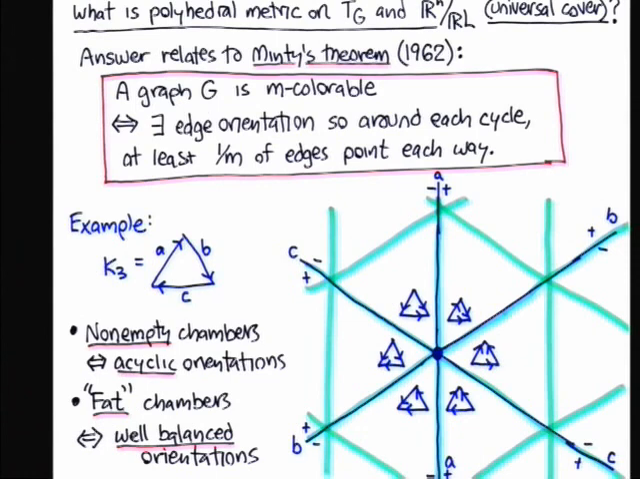By which he means, say you're trying to four-color a graph, and you went around a cycle with 8 edges, then at least 2 have to point forwards and at least 2 have to point backwards. Or in other words, at least a quarter of all edges have to point forwards, at least a quarter of all edges have to point backwards. And you need such an edge orientation for all cycles in your graph, and that's equivalent to there being a four-coloring, an M-coloring of the graph.